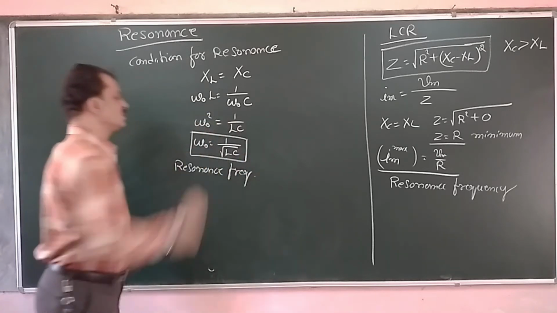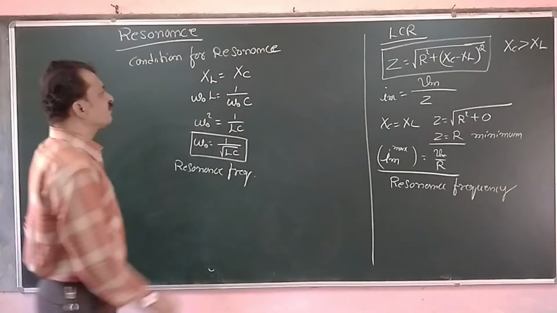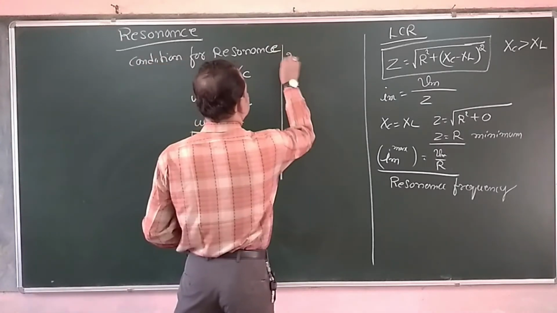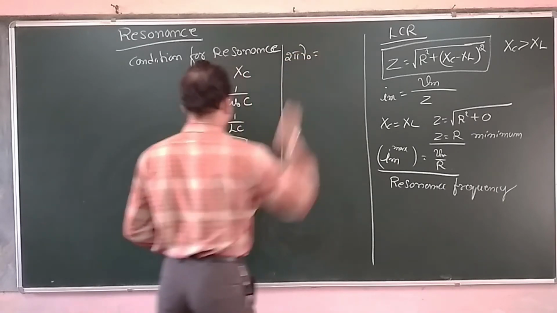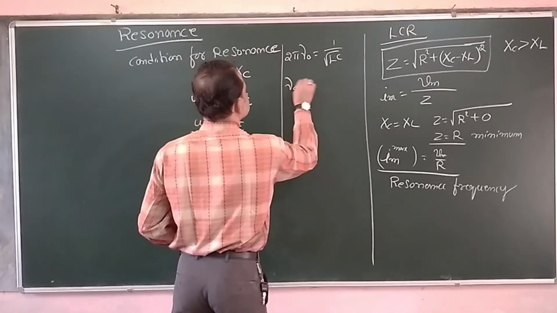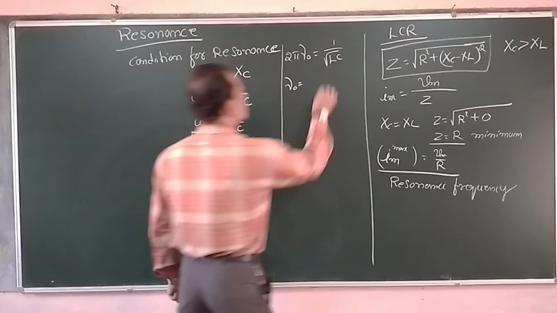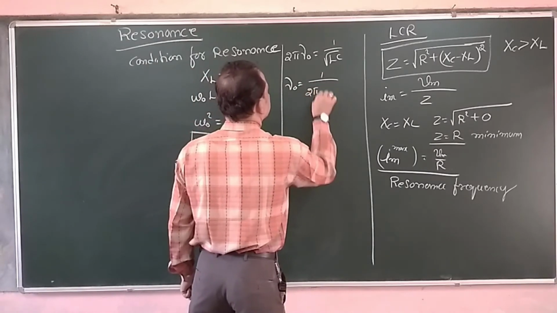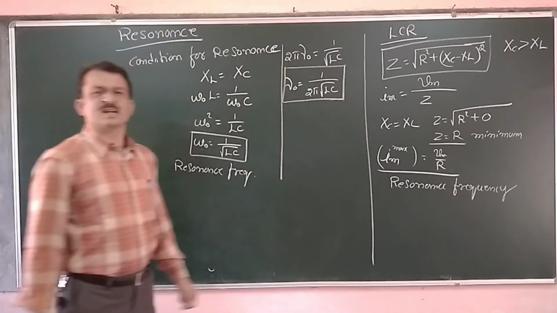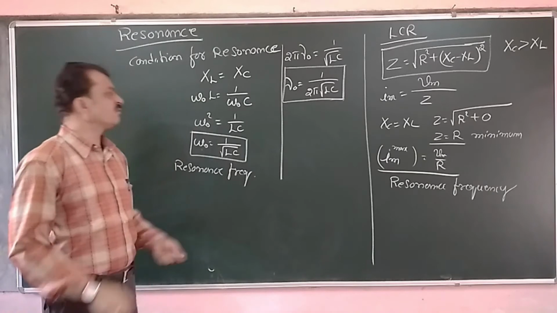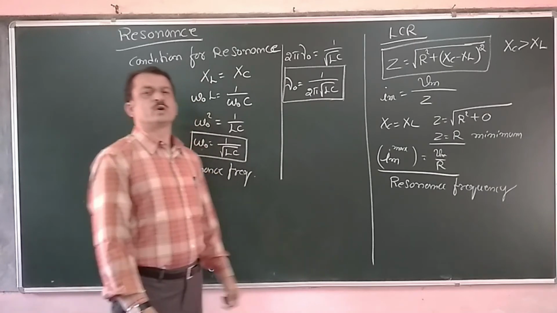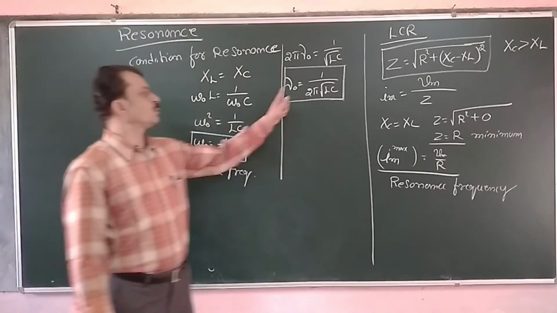In terms of linear frequency, we can write omega naught is equal to 2 pi nu naught, that is equal to 1 upon root LC, or nu naught, the linear frequency, is equal to 1 by 2 pi root of LC. That is the expression for resonance frequency. It is inversely proportional to the square root of the inductance and inversely proportional to the square root of the capacitance.